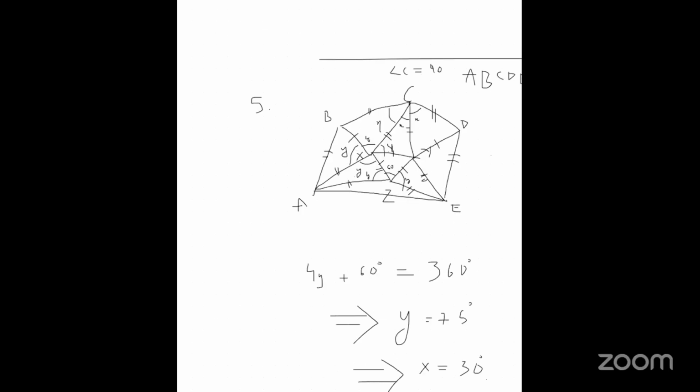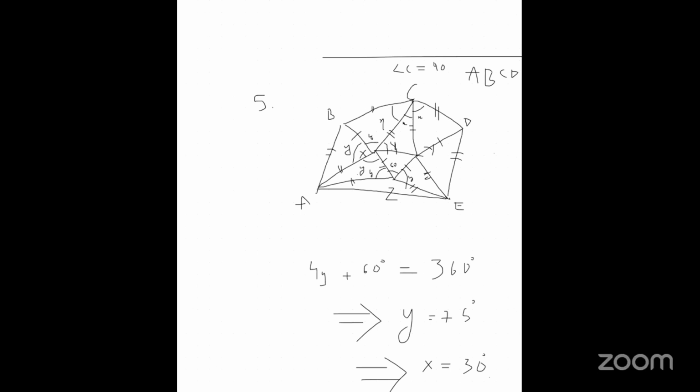Now let's compute angle B. So this is 2y, and similarly angle D is also 2y. Both of these are 2y. So angle B equals angle D equals 2y equals 150 degrees.